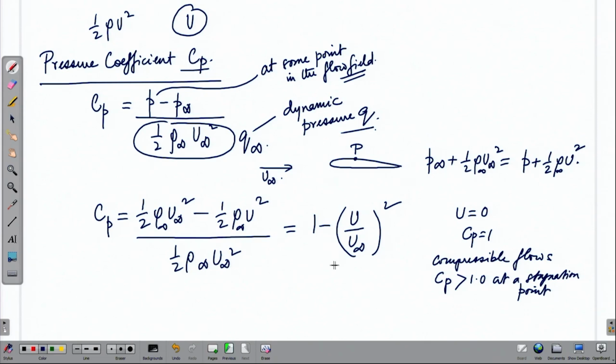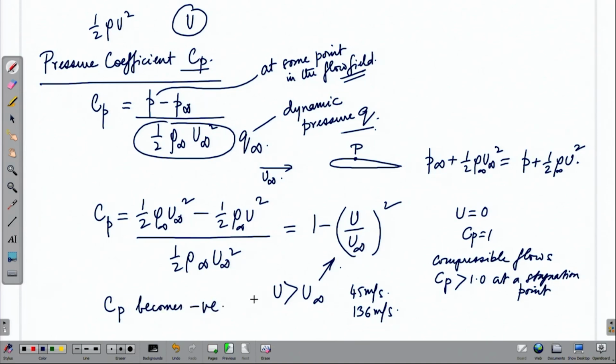And then again from this expression you can figure out that there may be locations where u is becoming greater than u infinity. Locally the flow is accelerating. You saw earlier in the airfoil problem that the free stream velocity was of the order of 45 meters per second, while the local velocity on the airfoil was about 136 meters per second. So, that was way above the u infinity. So, in that situation what happens? Cp becomes negative. The moment the pressure falls below the free stream static pressure, the Cp becomes negative. So, these are some very important lessons that we have learned by applying Bernoulli's equation.